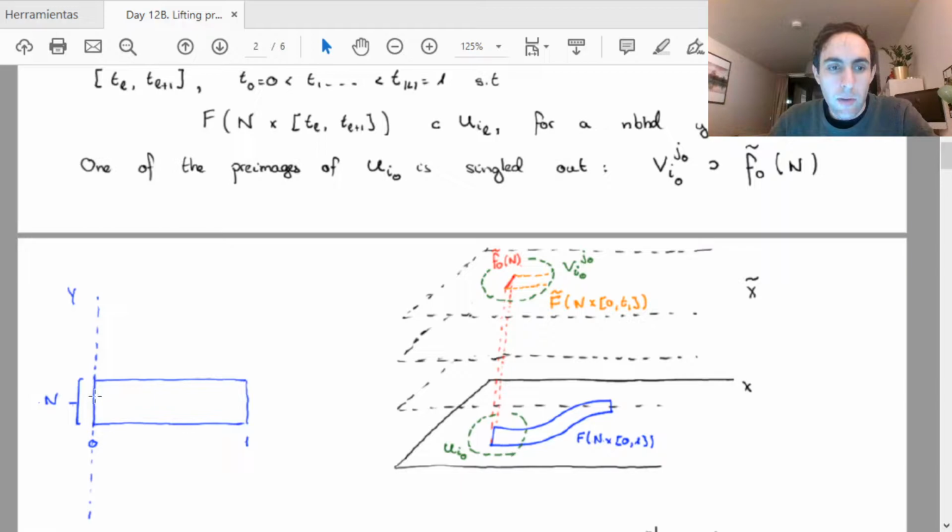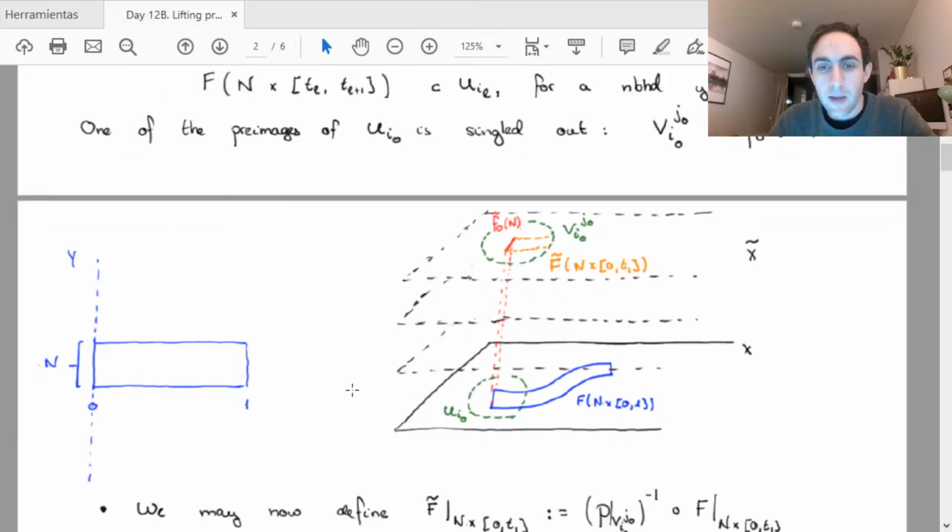So here we have, maybe here is little y, here's the neighborhood N, here's the whole strip N times [0,1]. Now N times [0,1] maps like here into X. Here we see X, here we see X tilde, and there are roughly 3 sheets of X tilde lying on top of X. Now the image of N times [0,1] is covered by these U_i. This is the first one of them. And now what we observe is the following. Sure, this U_i0 has many preimages, one in every sheet, but only one of them is special, and it's special in the following way.